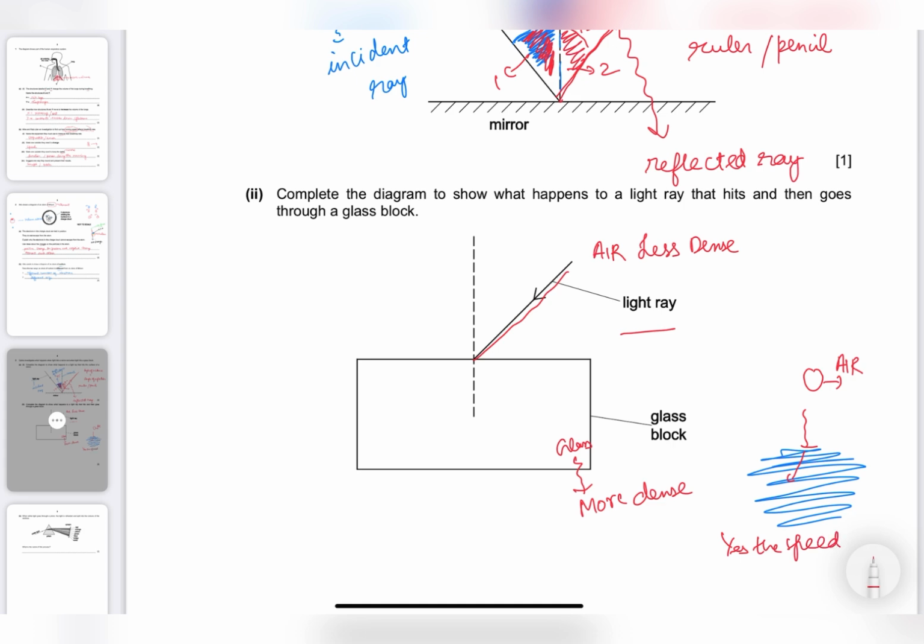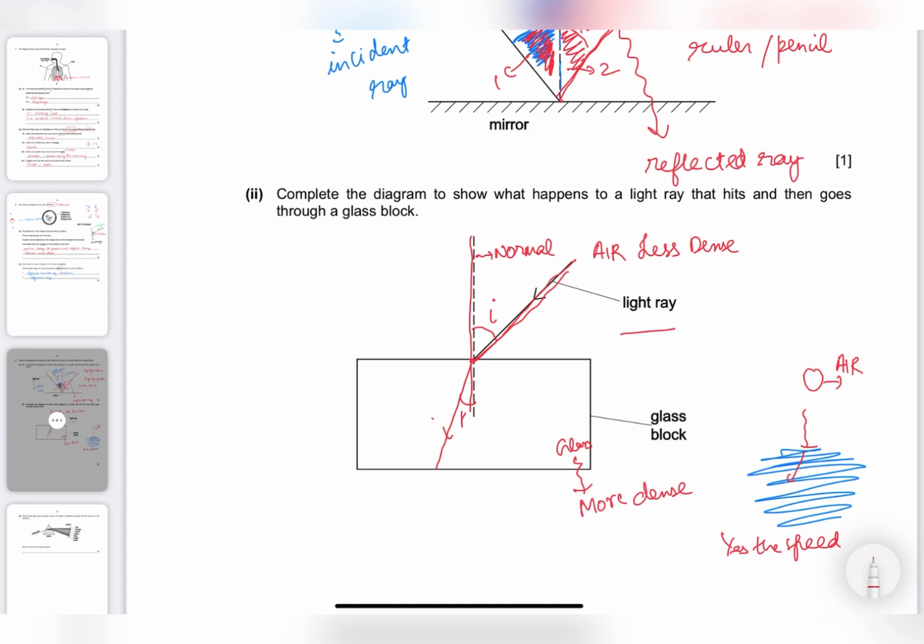Imagine the light ray as a ball. When it is moving in this direction, as soon as it enters water or glass that is denser, it will slow down. Due to that, it will bend towards this 90-degree line, which is known as the normal. So if it bends towards the normal, I will draw a line like this. This is the angle of incidence. Now this is the angle of refraction. Don't forget to mention the arrows.